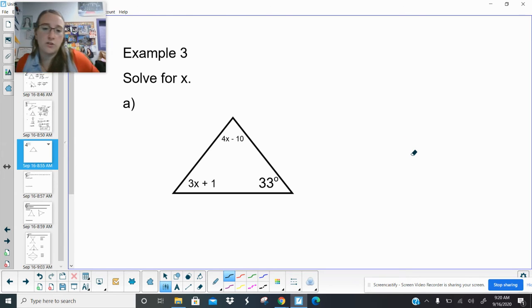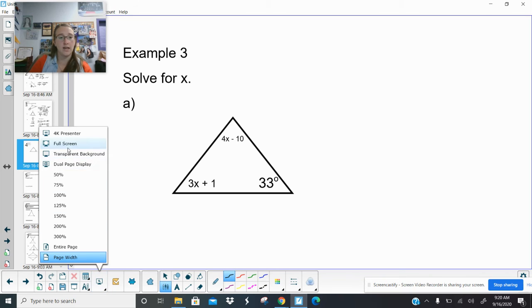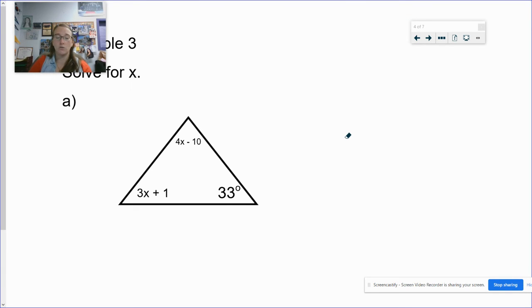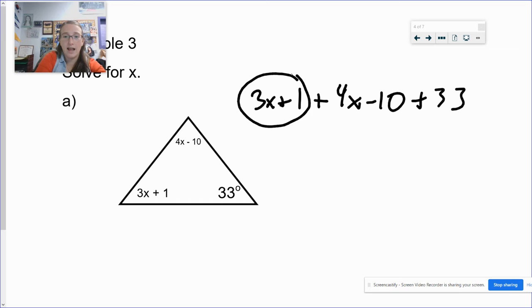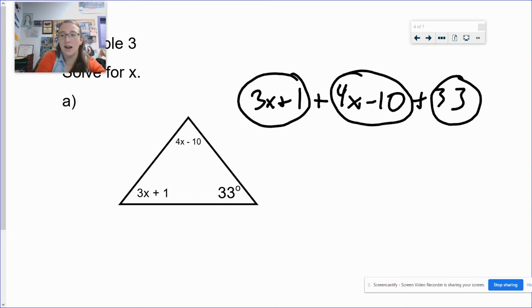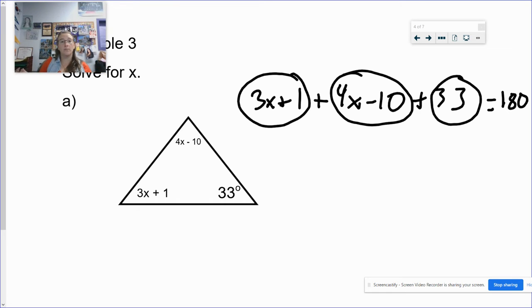Okay, now we're going to take this a little bit further. Now we have to solve equations, right? Some of these questions will be just basic numbers. Some you will have to solve an equation, but nothing changes. We know that I have 1, 2, 3 angles here, and they add to 180. Take a second and try to write your equation. All three of those angles, put a plus sign in between them, set it equal to 180. Okay, so I have 3x plus 1 is my first angle, plus my second angle is 4x minus 10, plus 33. Here's my three angles. I'm adding them together and setting them equal to 180. It doesn't matter if you put them in a different order because from here, we're going to combine like terms.